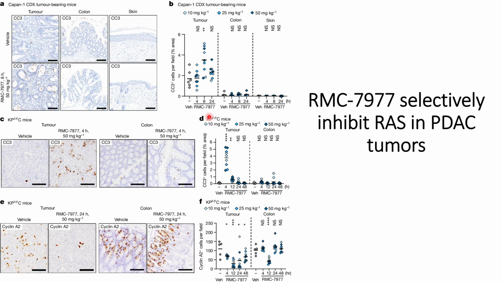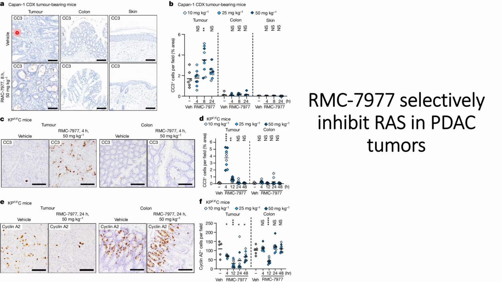where we can see that the CC3 marker increases with RMC-7977 treatment at different time intervals, and it reaches its peak level at 8 hours, where the increase in CC3 is statistically significant compared to the vehicle in the PDAC tumors at different dosages: 10 milligram per kg, 25 milligram per kg, or 50 milligram per kg. However, when we check the CC3 marker in other tissues such as colon and skin, we do not see a significant increase. This substantiates their point that RMC-7977 selectively targets the tumor tissues rather than the normal tissues.